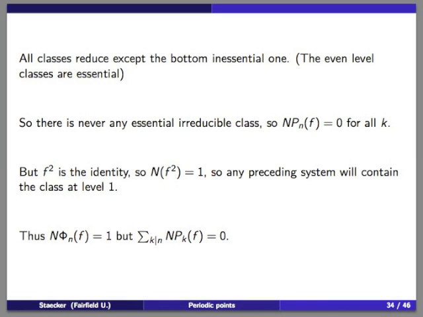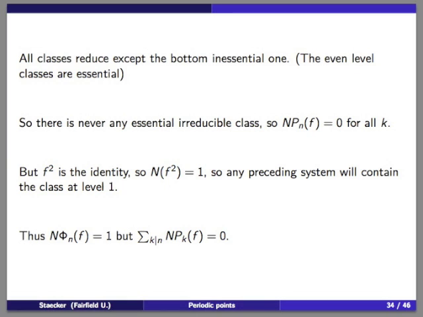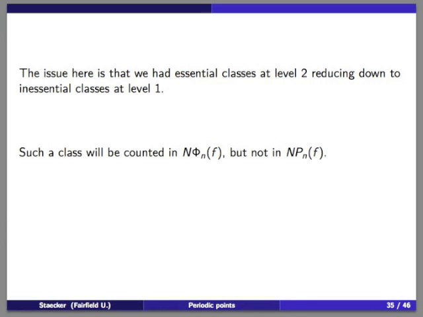But the sum of the NPNs is 0 because each of the NPNs individually is 0. All right? So this is a counterexample to the summation formula. The issue here is that we had an essential class at level 2, which reduced down to an inessential class at the bottom. That's the reason why this example had this issue. In that case, such a class is going to be counted in the N phi of f, but it's not counted in any of the NPs.